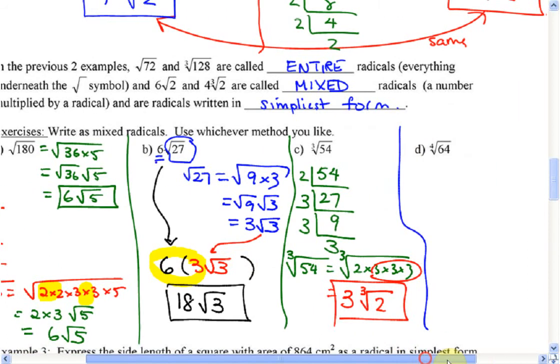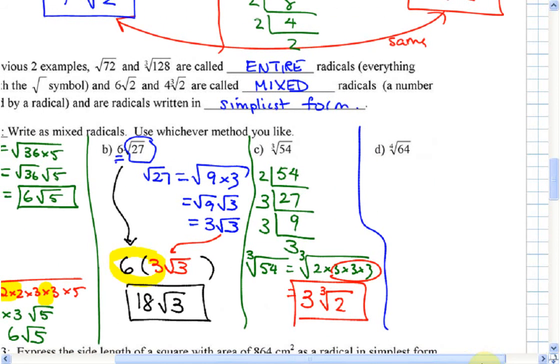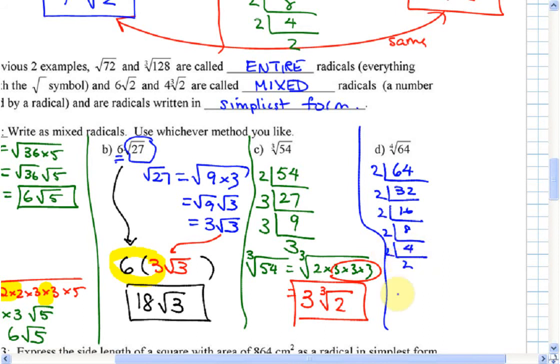What about D? This is a challenge. This is now the 4th root. So for those of you who like prime factorization, let's prime factorize this again. 64 divided by 2 is? 32. Divided by 2 is? 16. Help, help. I can't go that fast. Wait, wait. 2 and 2. Okay. Okay, so what's this become? The 4th root of how many 2s here?